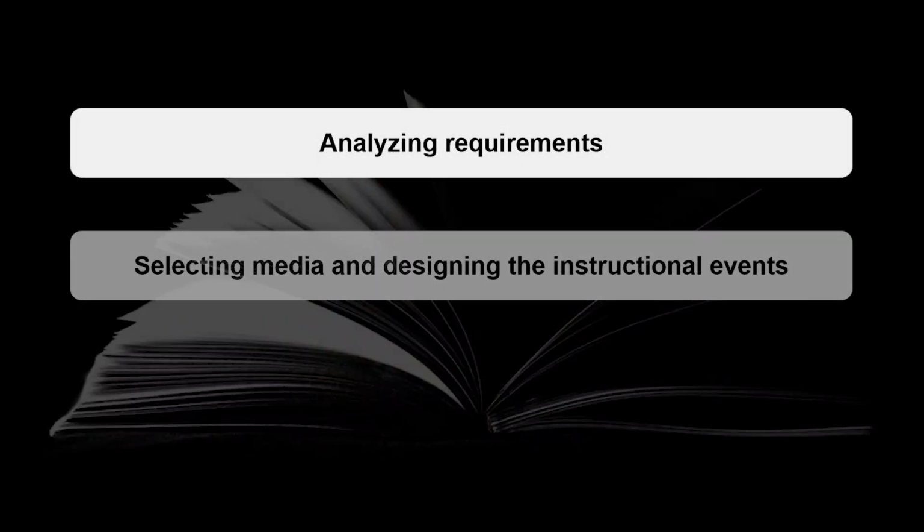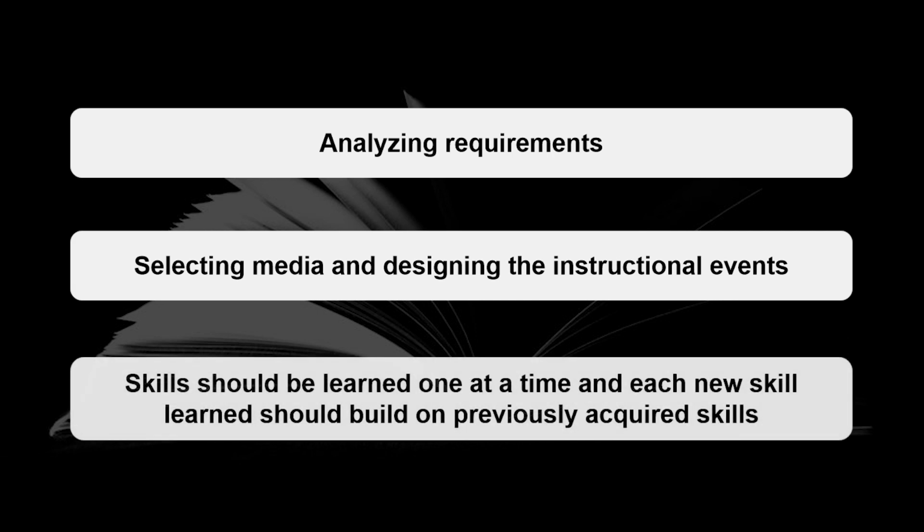So in this, especially in distance learning, what are the implications of Gagne's theory on instructional design? We have seen that it is more than a learning theory, it is more similar to instructional design. The design of instruction should involve analyzing requirements, selecting media, and designing the instructional events. The skills should be learned one at a time, and each new skill learned should build on previously acquired skills. We cannot give new skills every time. It should build upon the previously learned skill.